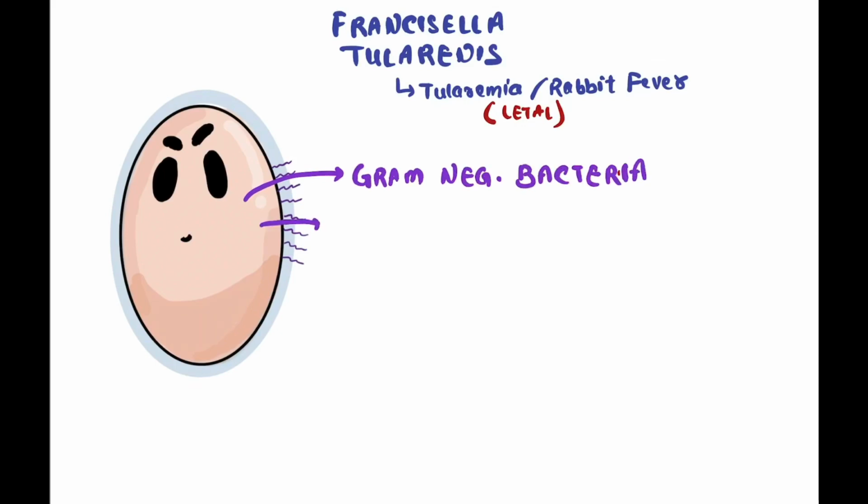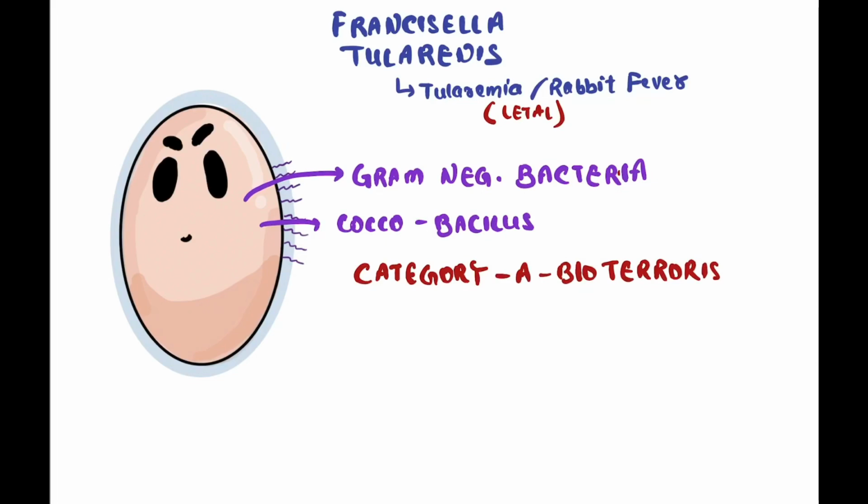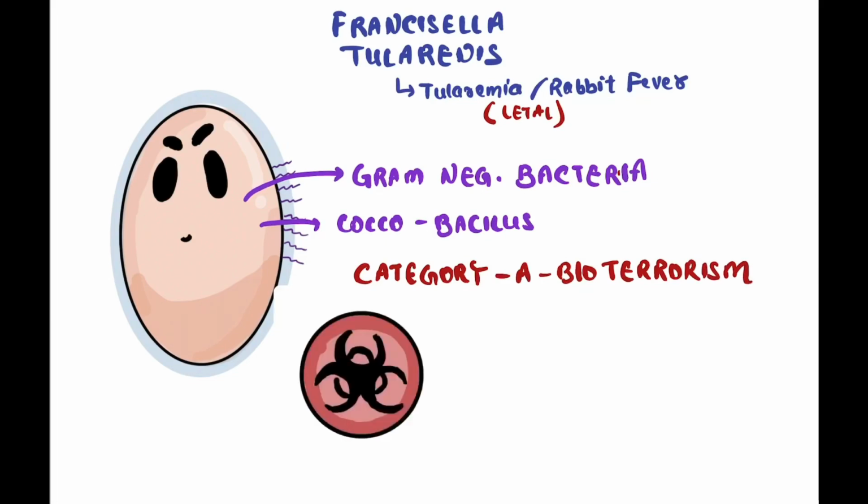Its shape is coccobacillus. It means its shape is somewhere between coccus and bacillus. It is a category A bioterrorism agent. What is a category A bioterrorism agent? That is an agent used as a bioweapon by countries. There are some other category A bioterrorism agents. These are Yersinia pestis, Bacillus anthracis, and in viruses you can say it is Ebola virus.